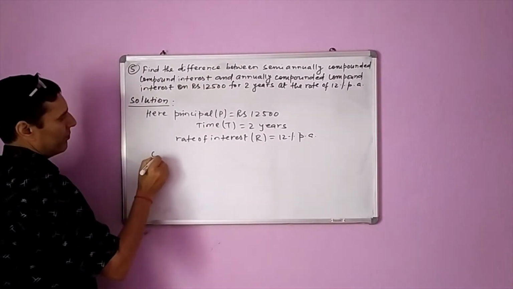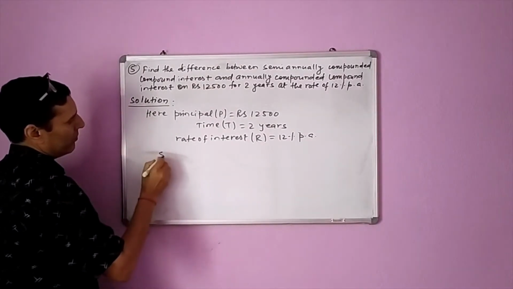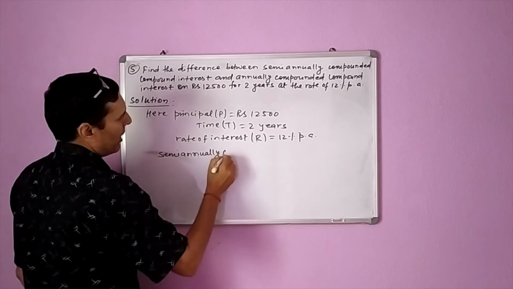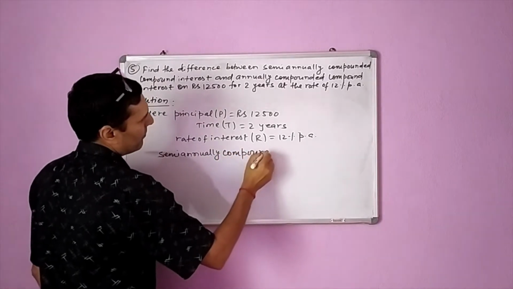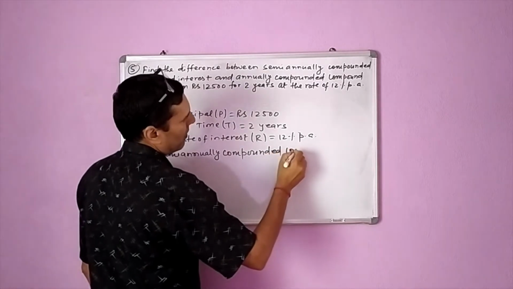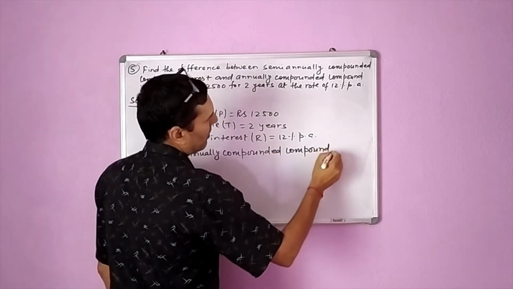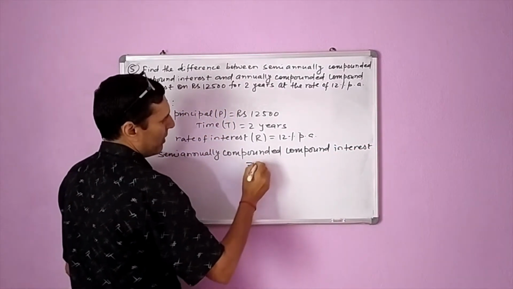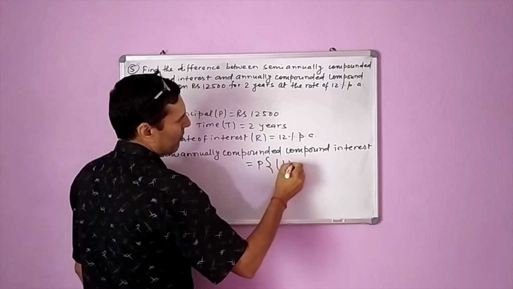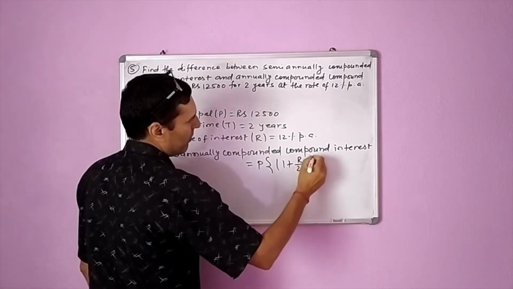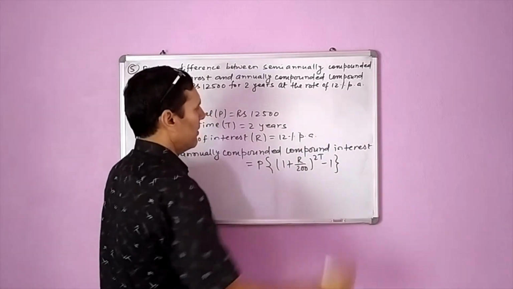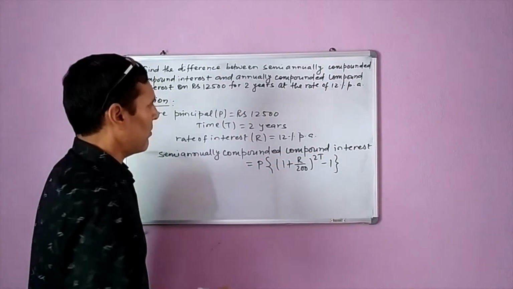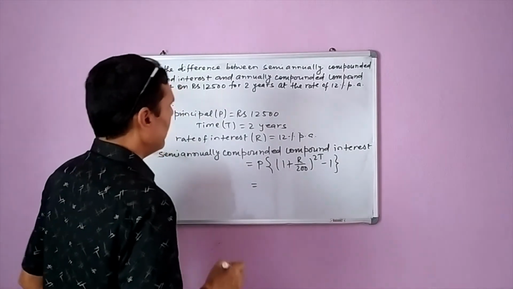So semi-annually compounded compound interest is given by the formula P times (1 plus R upon 200) to the power 2T minus 1. This is the formula to calculate the semi-annually compounded compound interest. Now putting the values of P, R and T.